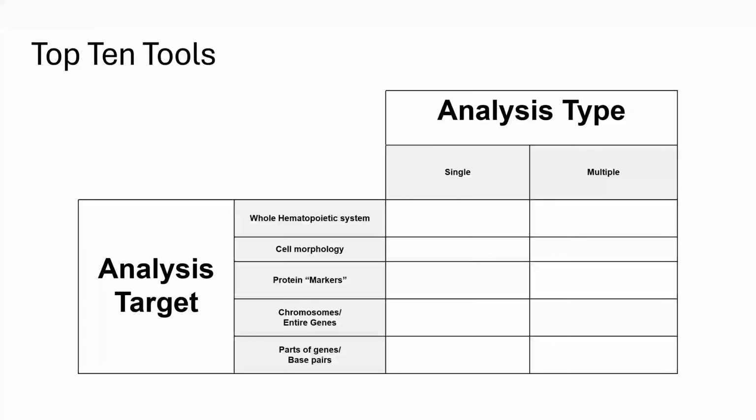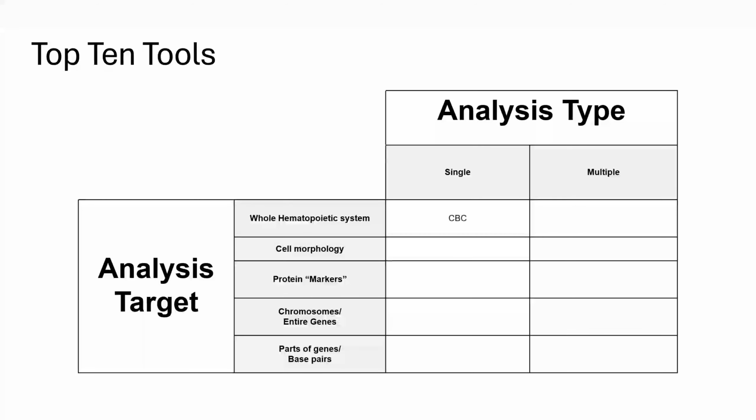If we consider the whole hematopoietic system, a snapshot that we can acquire is the CBC, the complete blood count. From that, we can tell if there are increased lymphocytes, increased blasts, the number of other white blood cells like neutrophils, platelets, and red blood cells. All of these are important in coming up with a hematologic diagnosis.